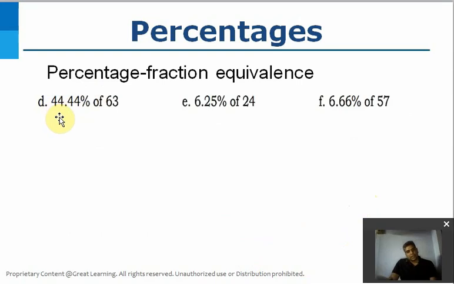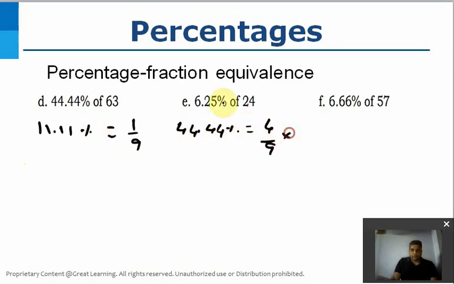Similarly, suppose I have a value called 44.44. I know 11.11% was nothing but 1 by 9, and 44.44% is nothing but 4 times of this, which is 4 by 9 of what? I have to find out for 63. So it becomes 28, which is my answer.